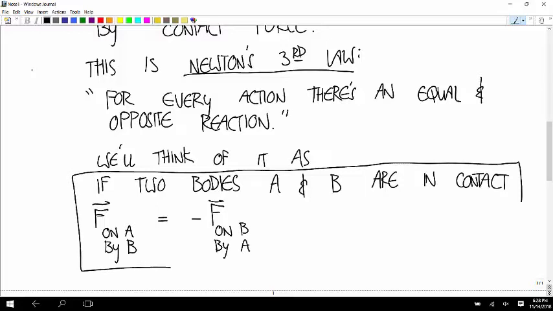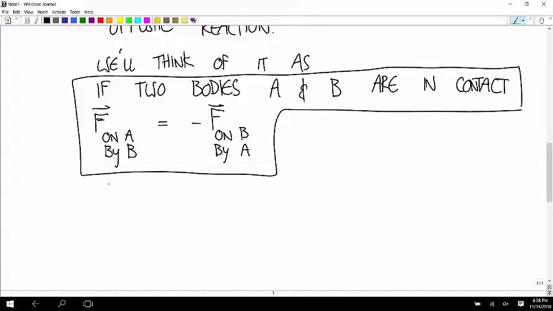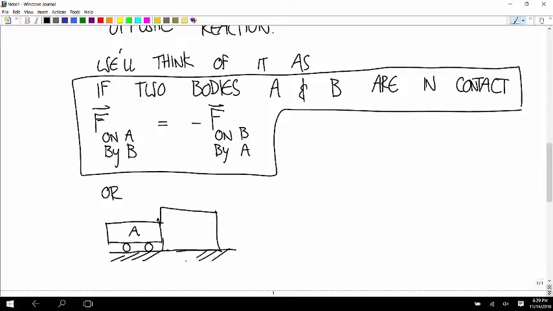Okay, so that's a more useful mathematical statement of Newton's third law. Or another way to think of it is if you have two objects that are in contact. So let's say this is body A, and it's in contact with, there don't have to be any restrictions on the kind of object we're talking about. So let's say body B is that. Then the free body diagram of A would look something like this.